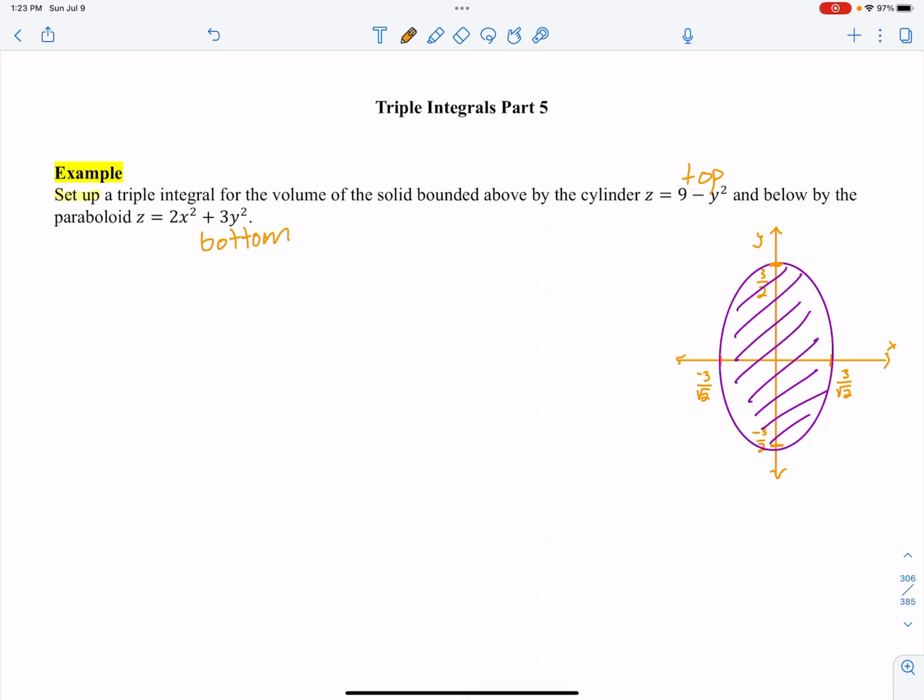Alright, so that will handle my z. We can actually deal with that. Let's go ahead and write down our z's here. The bottom is going to be 2x squared plus 3y squared. The top for z is going to be 9 minus y squared. All right. And then we'll figure out our y's and our x's.